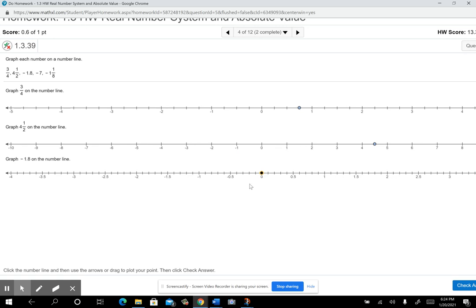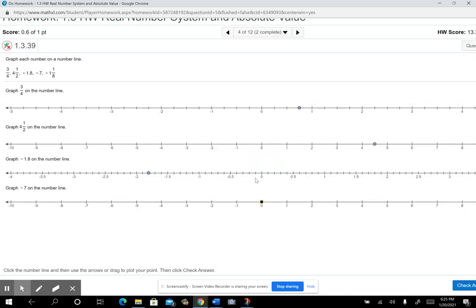Okay. -1.8. See how they broke it up? They've got it broken up into tenths. 1/10, 2/10, 3/10, 4/10, 5/10. I have to go negative all the way to 1, and then I have to go to 8/10. So -1.1, 2, 3, 4, -1.5, 6, 7. Here would be -1.8.